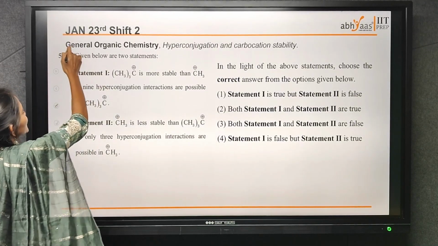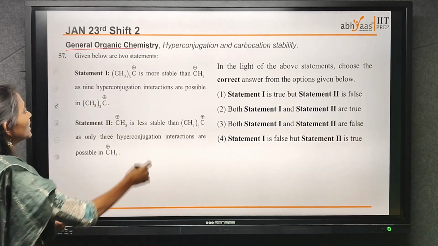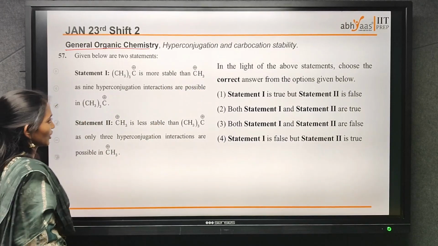This question was asked from GOC hyperconjugation. See here, we are having a statement based question. Here we are having that tertiary carbocation is more stable than methyl carbocation.